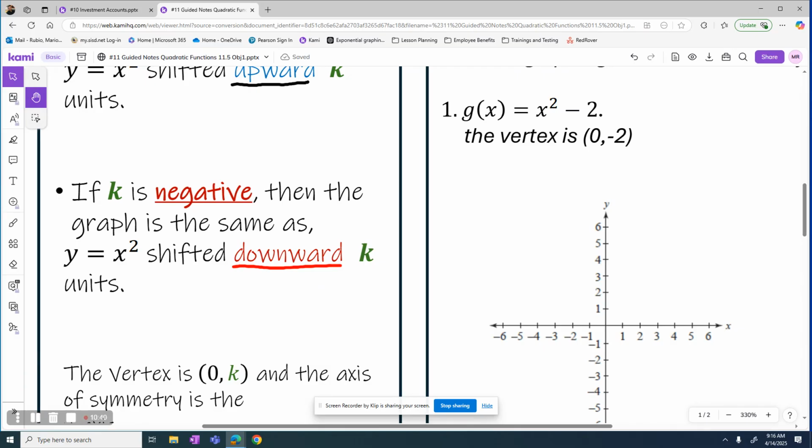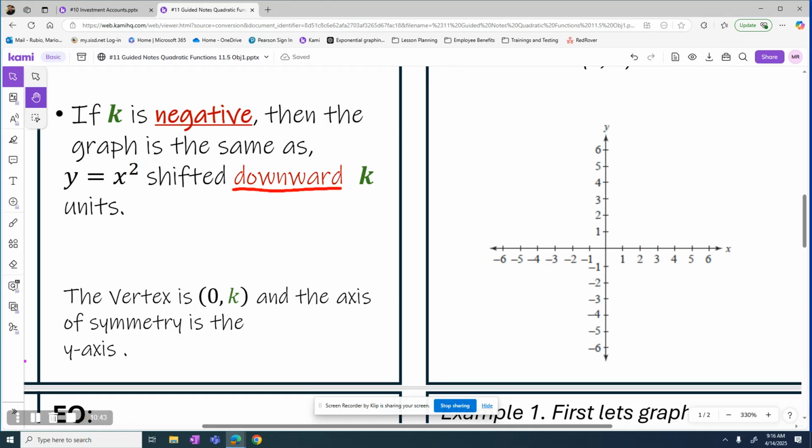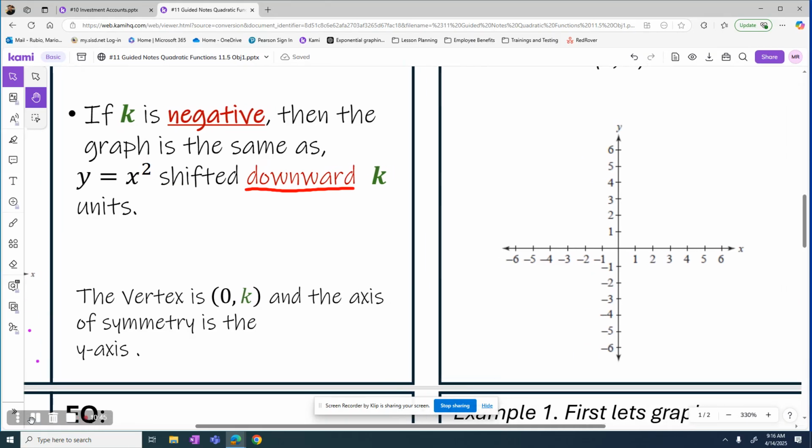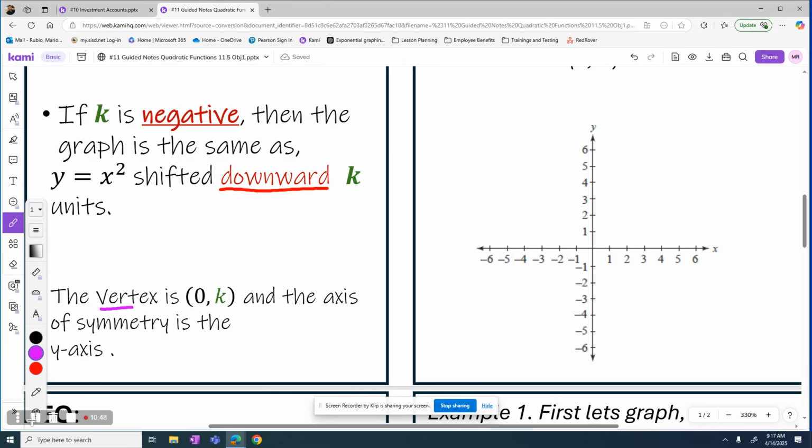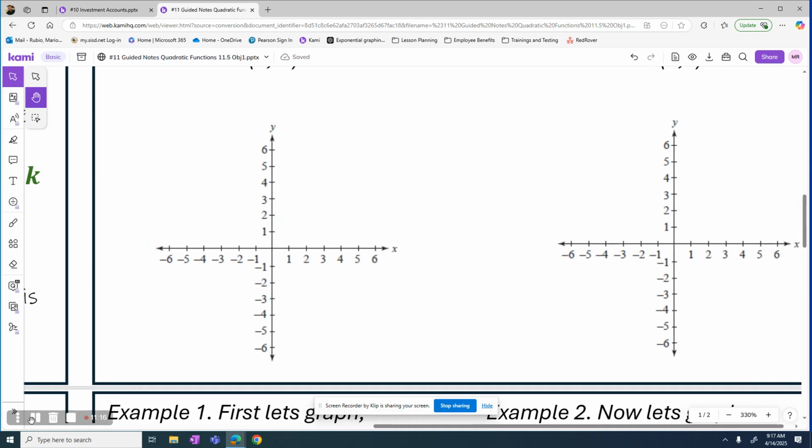Let me get through the example so that I make sure that you guys got it. Okay, and we're going to see simply, without even graphing, we can tell where the vertex is. It's always going to be 0, and then whatever the number of k is. And the axis of symmetry is always going to be the y-axis. So when you have this case, x squared plus k, the graph is always going to stay centered in the middle at 0, 0, but it's going to go up and it's going to go down, and then that's it.